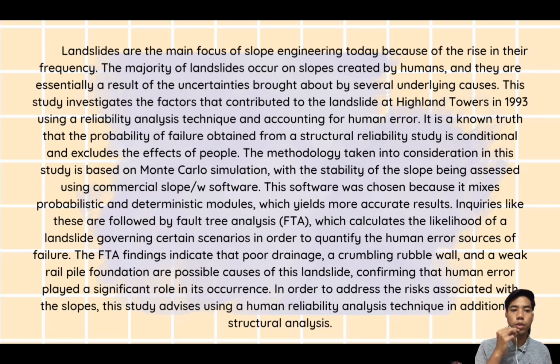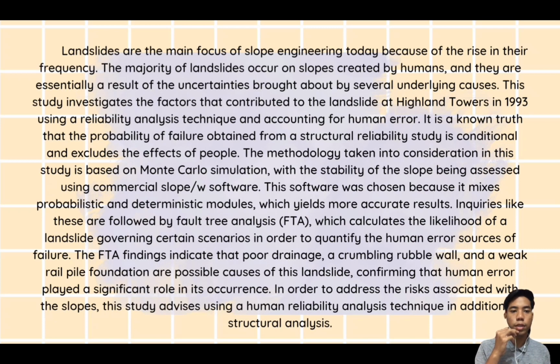It is a known truth that the probability of failure obtained from the statistical reliability study is conditional and excludes the effect of people. The methodology taken into consideration in this study is based on Monte Carlo simulation, with the stability of the slope being assessed using commercial slope software. This software was chosen because it meets probabilistic and deterministic modules, which yield more accurate results.